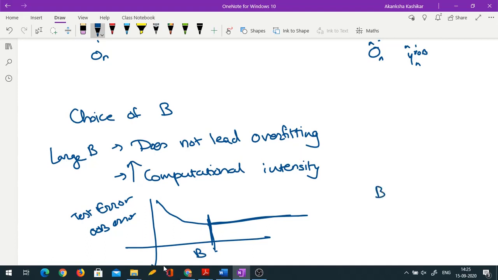It can be seen that in most cases B near 200 does give pretty good results. So you don't have to go for 5000 bootstrap samples or something. B near 200 does give pretty decent results. Of course, initially as you increase B there is a decrease, but after a certain stage that decrease doesn't matter much. It is not significant. So at that point you stop and you go with that many trees. This is how you choose B in bagging.